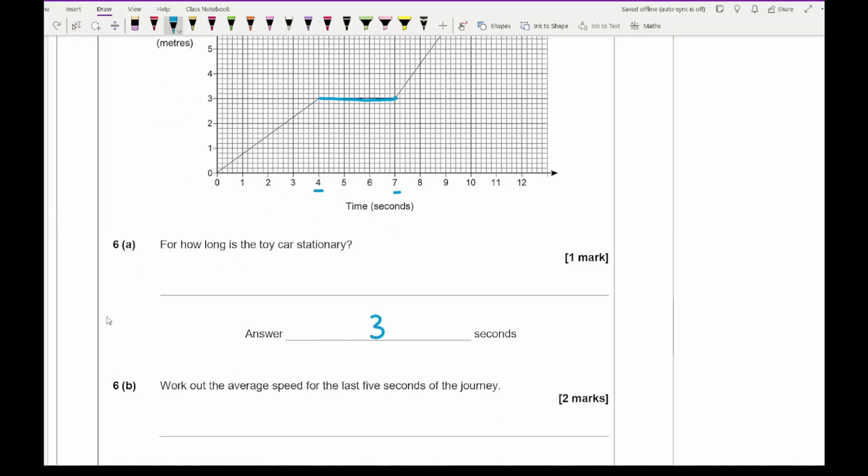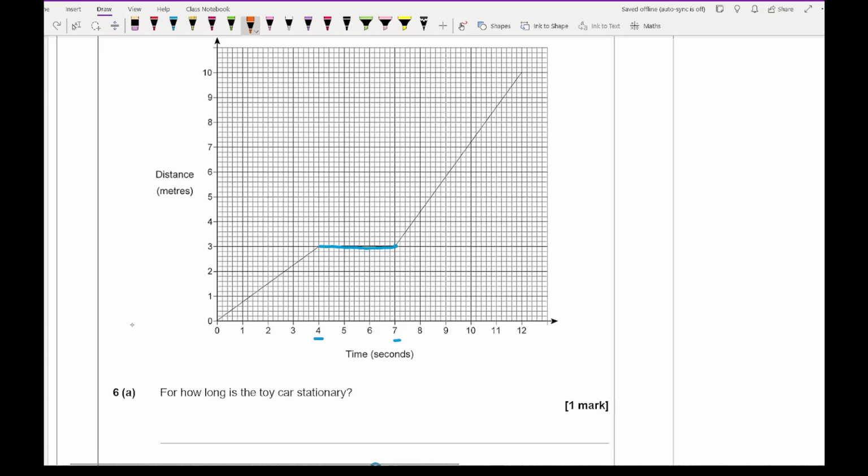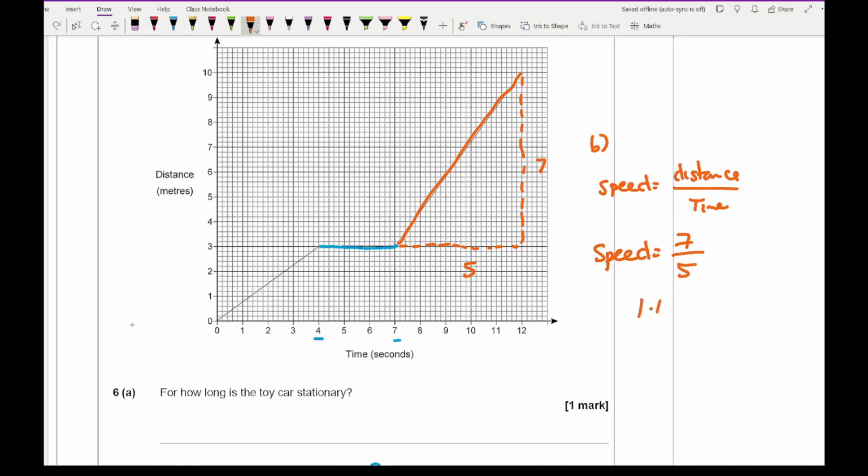The next question then says work out the average speed for the last 5 seconds of the journey. So what the question is asking me is to work out the gradient of this line here. Speed equals distance divided by time. The distance in the last 5 seconds is 10 take away 3, which is 7, and the time taken is 5. So the speed is 7 divided by 5, and that's 1.4 meters per second.